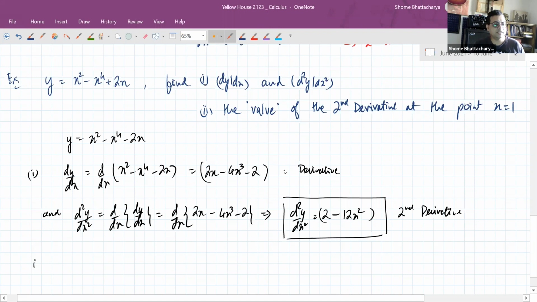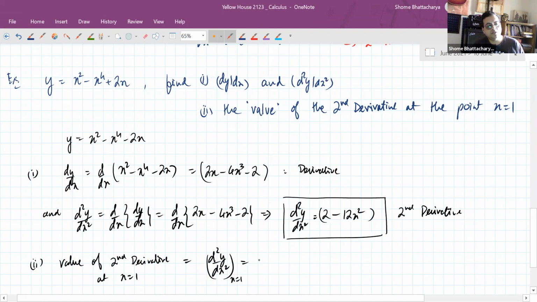And similarly, now for the second part, the value of second derivative at the point x equal to 1. It's nothing but we want to calculate the value of this expression when x's value is equal to 1. So that is 2 minus 12 or minus 10. So that's the answer.